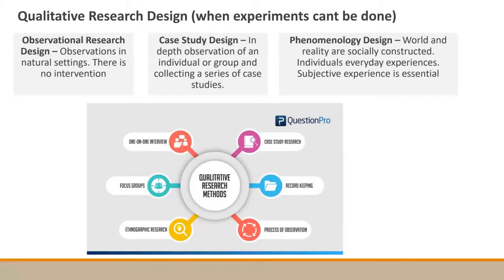Okay, so qualitative research. Remember, this is quality, so it's working with smaller sample sizes. It's a bit more subjective, and generally it happens when it's something that an experiment can't be done for. So when we look at qualitative research methods, we've got things like interviews, case studies, looking at records, observing, focus groups. So observational research design, that's a kind of design for qualitative research.